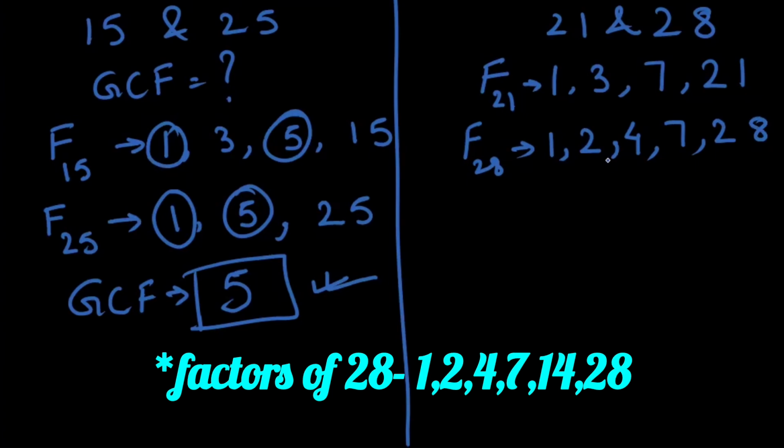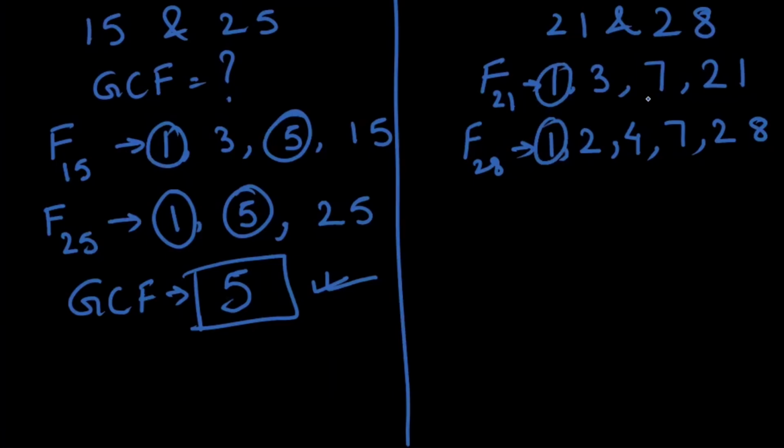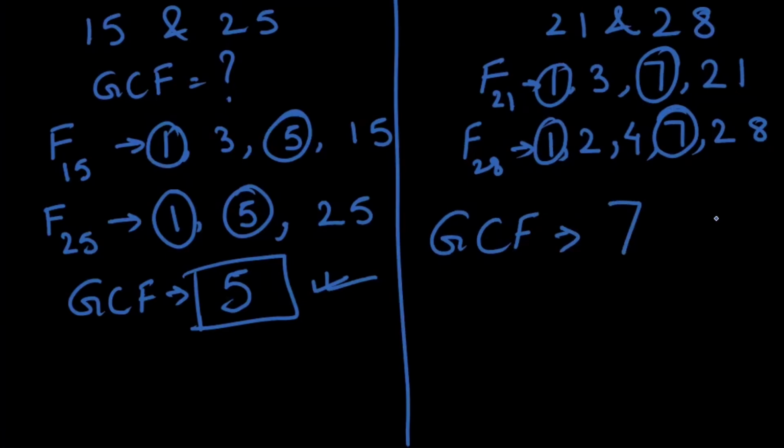Now we have to see the common number between both the lists. 1 is common between both of them. Then 7 is common. Now after finding the common numbers, we have to see which is the greatest common number. What is the greatest common number here? The greatest common factor is 7. This is our answer. I hope you are getting it, and it's clear.